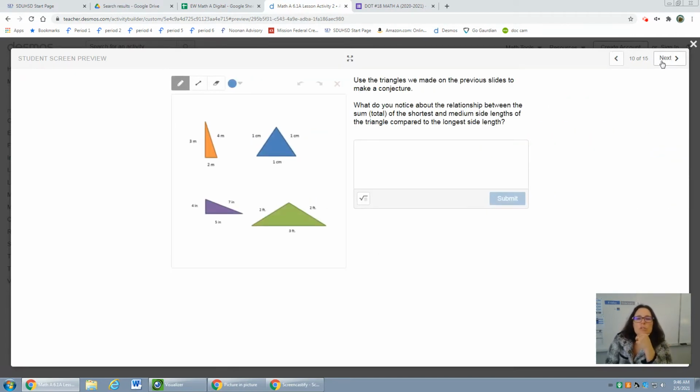All right, use the triangles we made on the previous slides to make a conjecture. What do you notice about the relationship between the sum total of the shortest and medium side lengths of the triangle compared to the longest side length? All right, are you noticing anything?